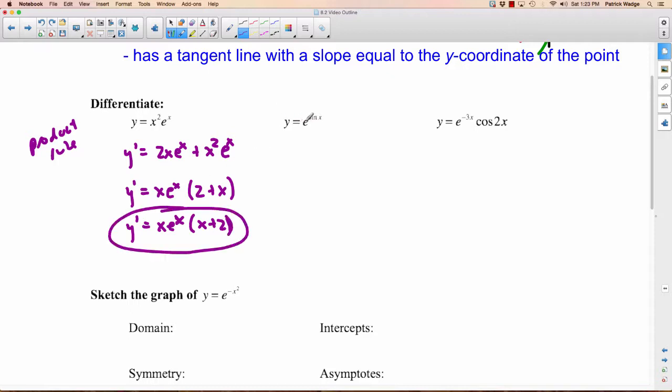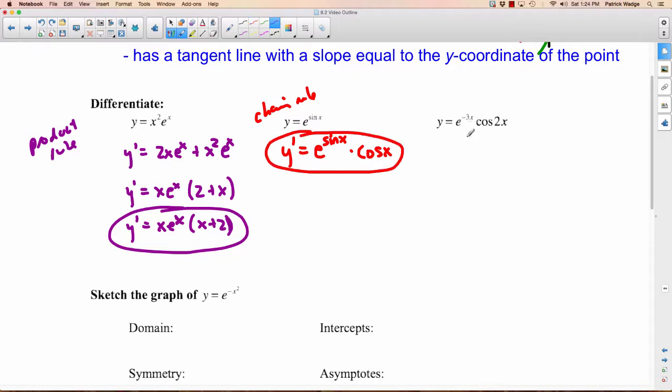Okay, this one, e to the sine x. Which rule are you going to use here? This is going to be the chain rule. The outer function is e to the something, and the inner function is sine x. So let's start with the outer function. We said the outer function is e to the something, and remember the derivative of e to the something is e to the something. So we're still going to have e to the sine x times the derivative of the inner function. The inner function is sine x, and the derivative of sine x is cosine x. So that's it. You could just stop right there.